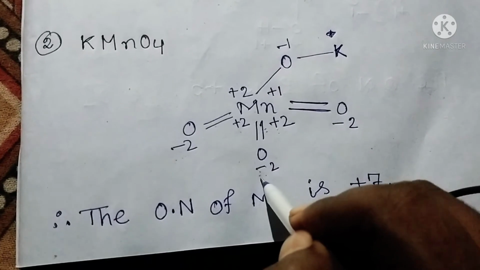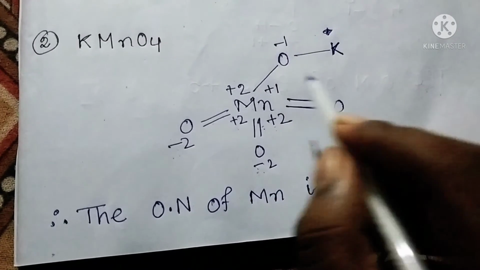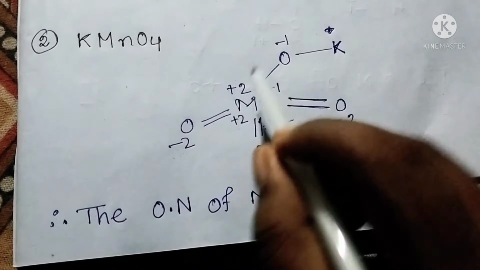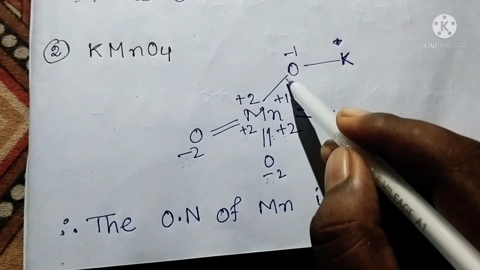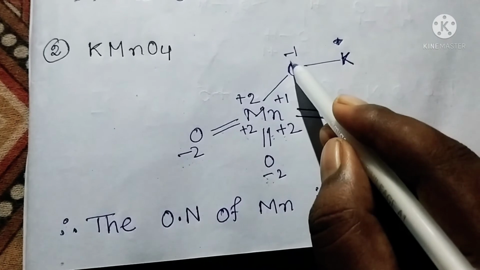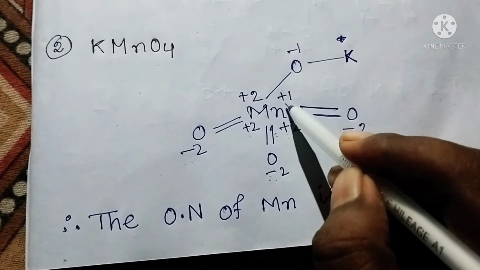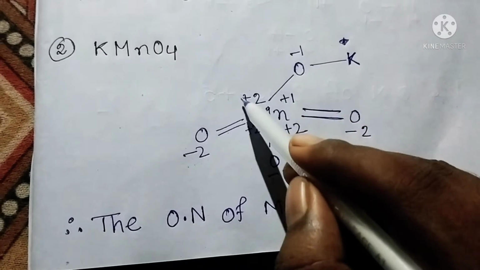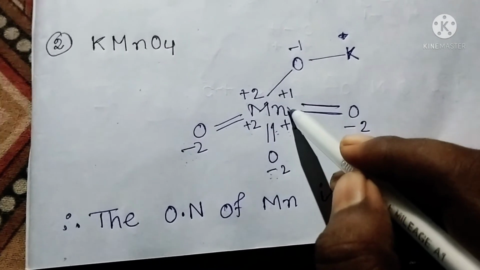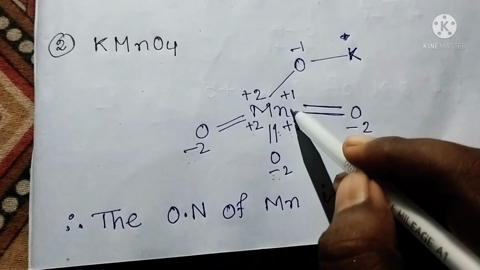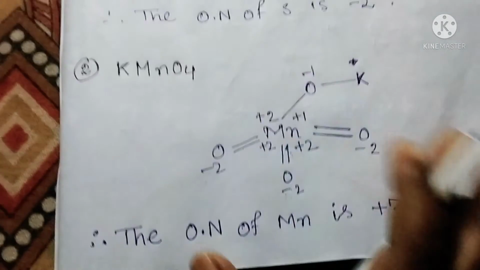for this -2 we get here +2, for this -2 we get here +2, and here a single bond arises, so here we get -1 and as a result we get here +1. So +2 +2 +2 +1 equal to +7. This is the oxidation state of manganese. The oxidation number of manganese is +7.